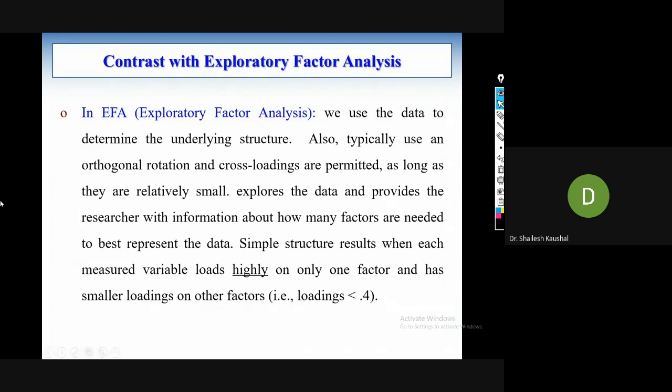Now, what is EFA? In EFA, we use the data to determine the underlying structure. We also typically use an orthogonal rotation, and cross loadings are permitted in EFA as long as they are relatively small. It explores the data and provides the researcher with information about how many factors are needed to best represent the data. Simple structure results when each measured variable loads highly on only one factor and has smaller loadings on other factors. What does it mean?